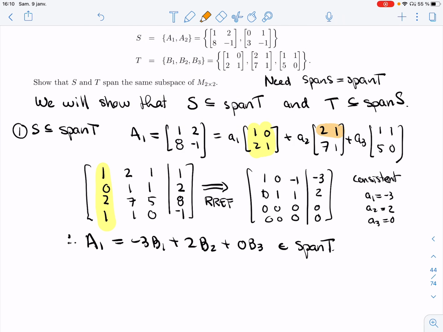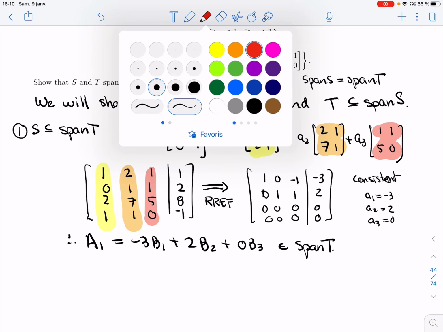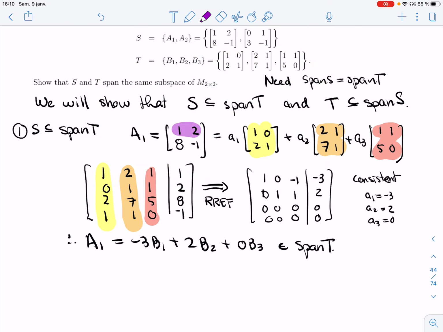So here I have 2, 1, 7, 1. Then I have 1, 1, 5, 0. And I want to get from this 1, 2, 8, minus 1.